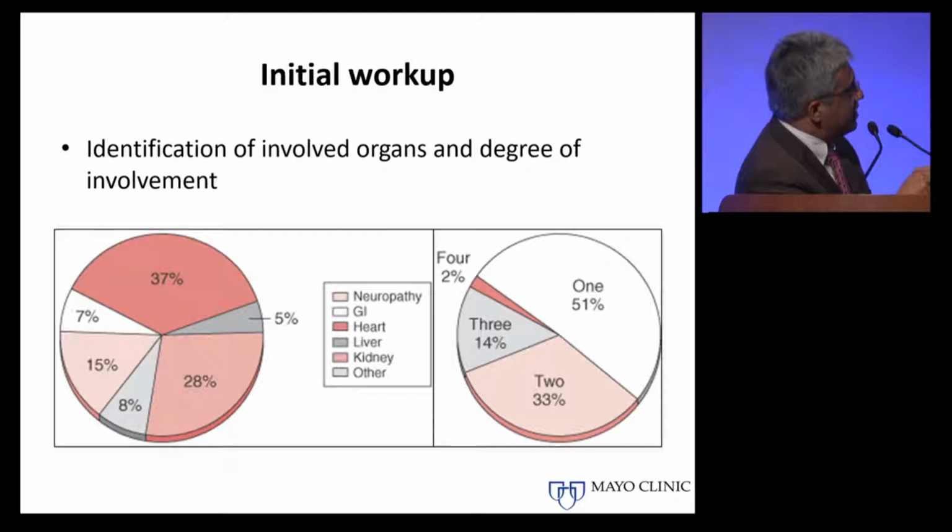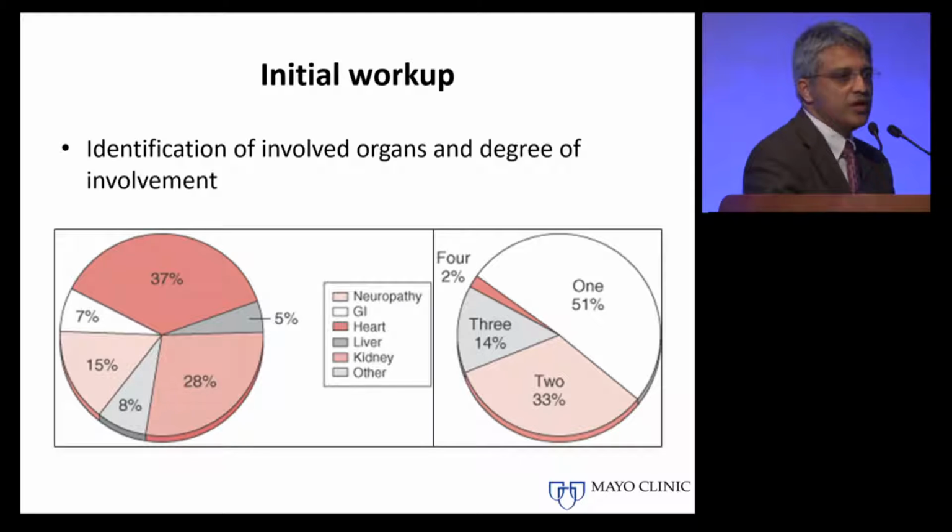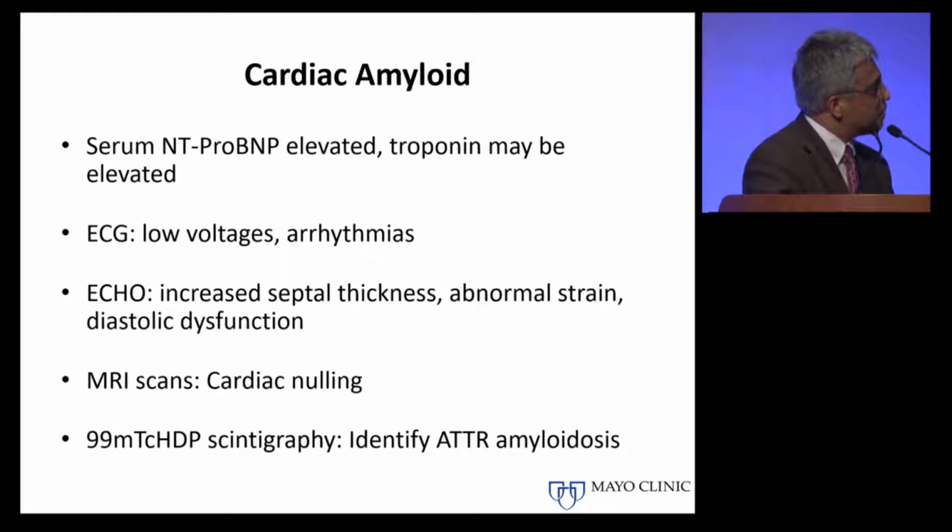And the most common organ involved is the heart, as you can see here. The next most common is the kidney, and then there are other organs that can be involved as well. Almost half of these patients will present with a single organ involvement. About a third of the patients will have two organs. And about 15% of the patients will have more than two organs involved at the time of diagnosis.